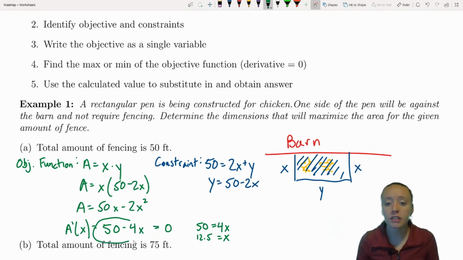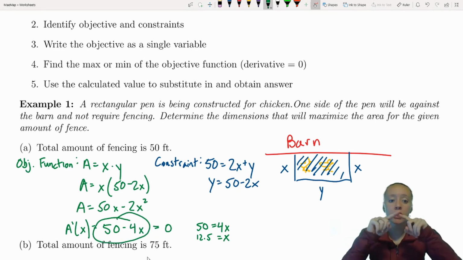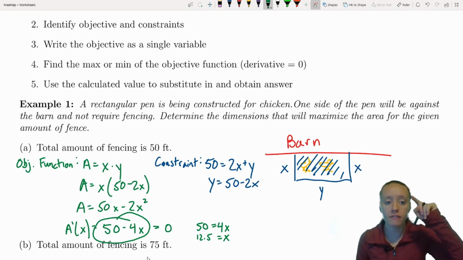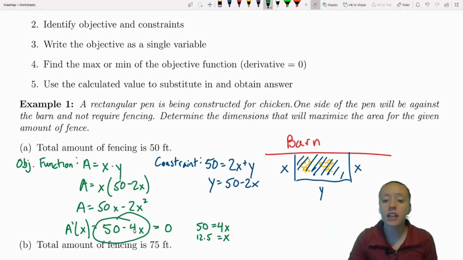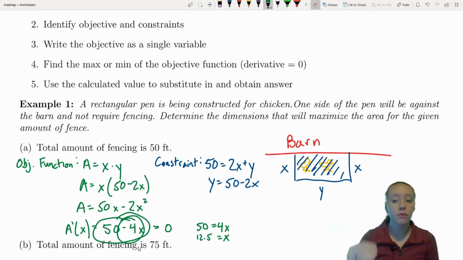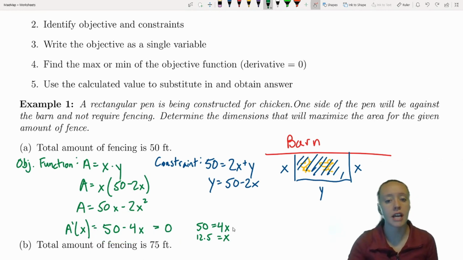If that second derivative is negative, that means we're concave down. And if we're concave down, we have a maximum. If our second derivative is positive, that means we have a minimum. But if we look at this and take this second derivative, we're going to get a negative 4, concave down, we're at a maximum. So we're all set.